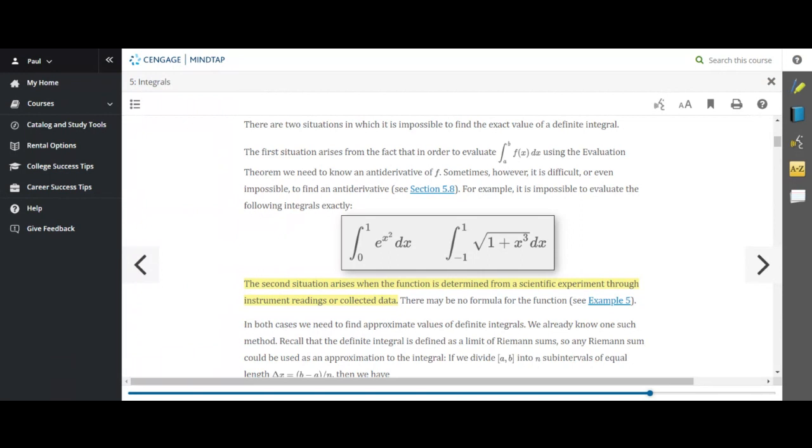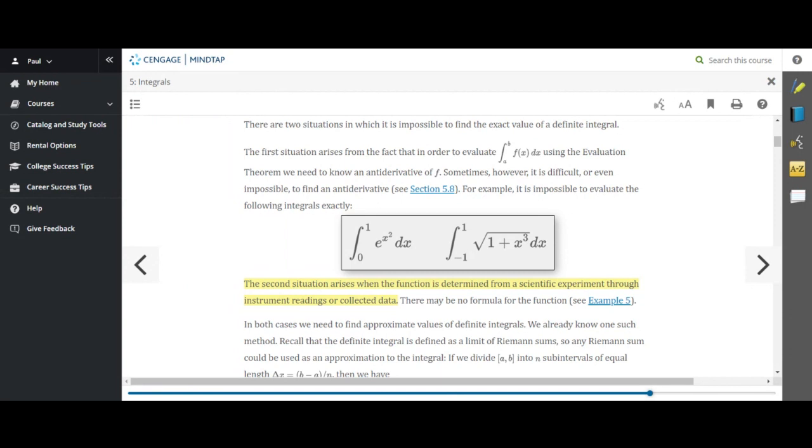And the second integral, where the integrand is the square root of 1 plus x cubed. The author mentions that a second situation can arise when you have a scientific experiment and you have instrument readings or collected data. But that's another integral where you cannot explicitly get an antiderivative. And if you can't find the antiderivative, how are you going to evaluate the definite integral? Well, you have to do approximate integration.